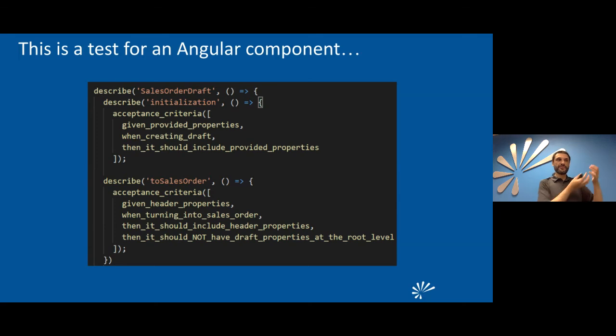I don't care if it's a very businessy thing that we're describing or a very deep technical component or algorithm. It doesn't matter. I still think of it in terms of given, when, then. Given a certain context, when the following thing happens, then this is what I'm expecting out of the system.